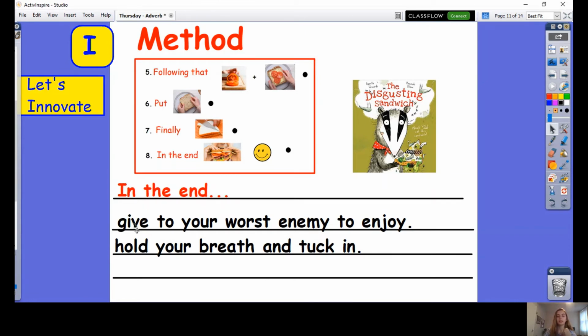In the end, give to your worst enemy to enjoy. Hold your breath and tuck in. I bet you've got even better ideas than me. Have a think now of what you're going to do in the end with your disgusting sandwich. Write it down or have a think. Tell me your idea. Oh, excellent idea. Really good. Even better than mine. Well done.